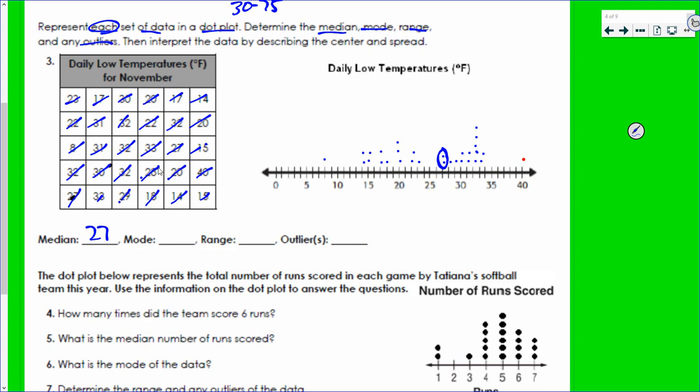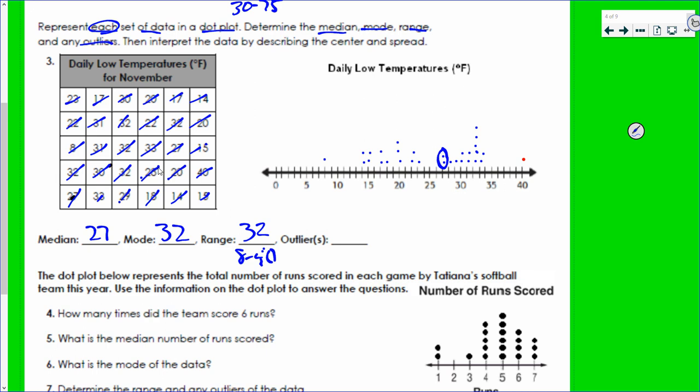What was my mode? 32, the one that showed up the most. What is my range? My range is also 32, because it goes from 8 to 40. Do I have outliers? Yes.